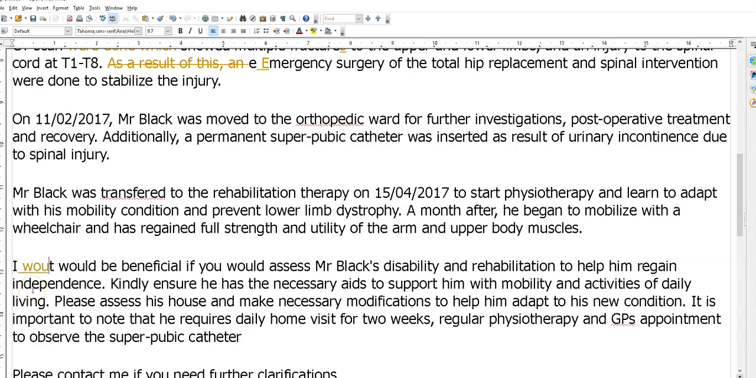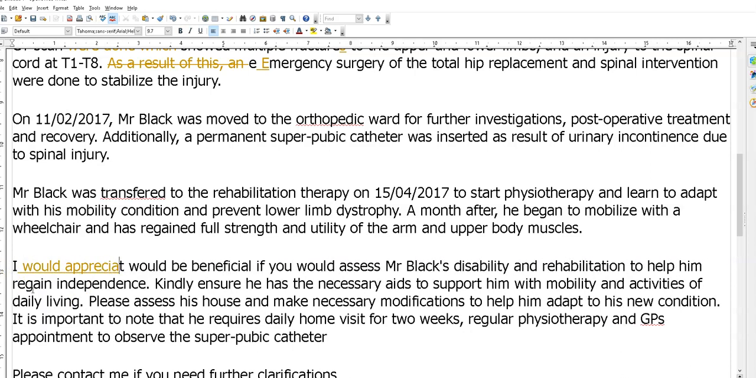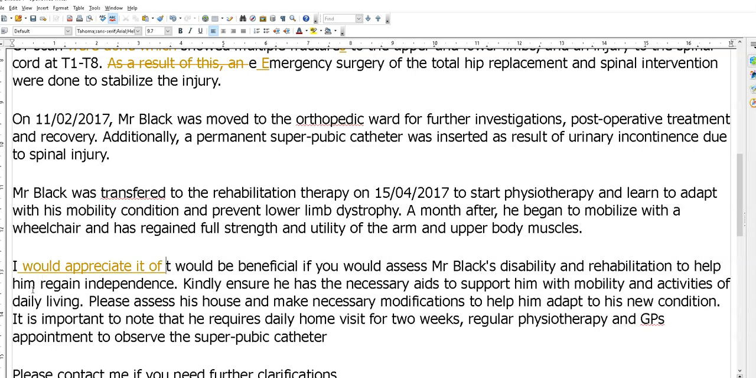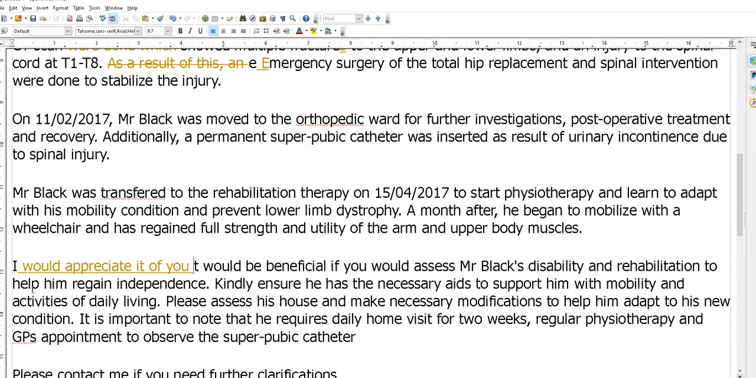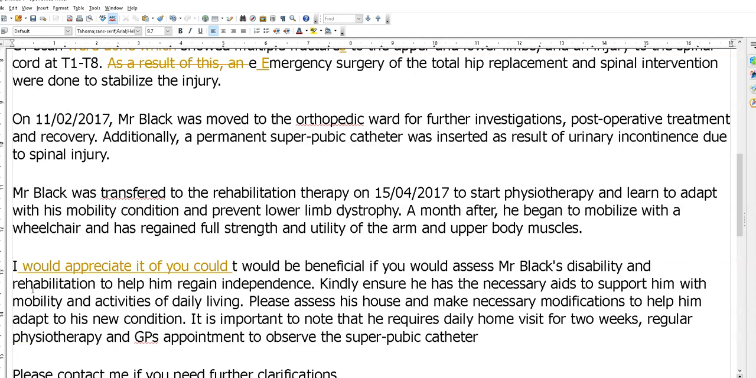So I would appreciate it if you could assess Mr. Black's disability and rehabilitation to help him regain independence. And right, where's my cursor gone here? So we can put all this again into a sentence or 2.